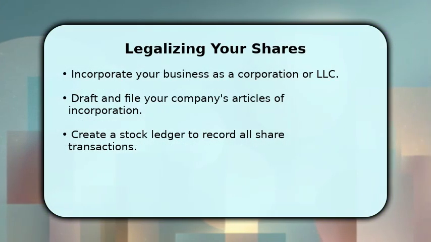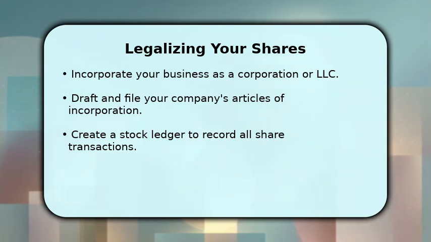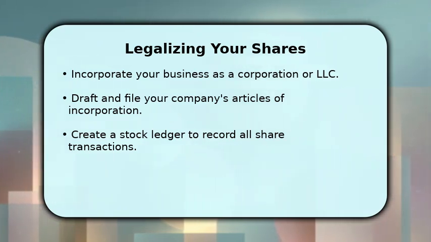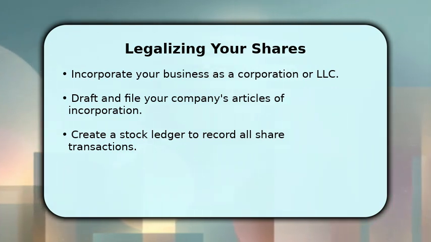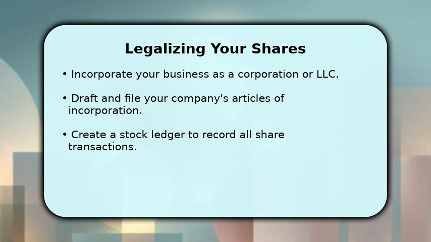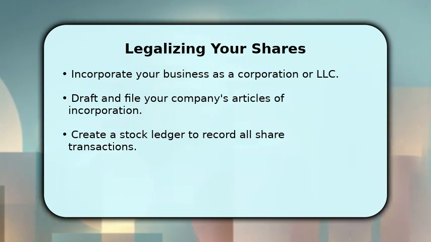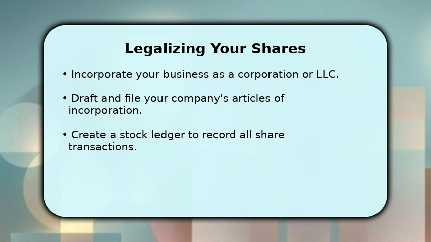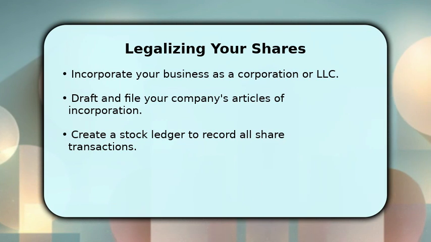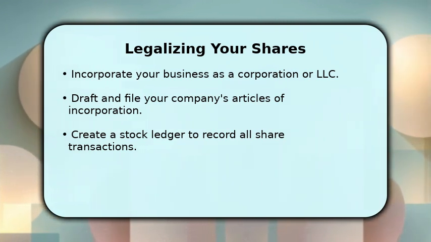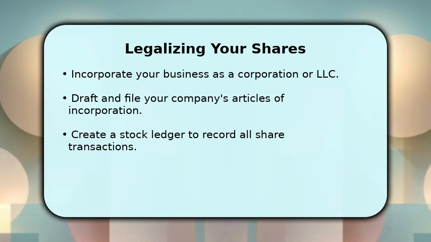To legalize your shares, you must first incorporate your business as either a corporation or an LLC. This legal structure is essential for issuing equity. Then, draft and file your company's articles of incorporation with the relevant state authority. Finally, establish a stock ledger to meticulously record all share issuances and transfers. This ensures clear ownership records and compliance with regulations.